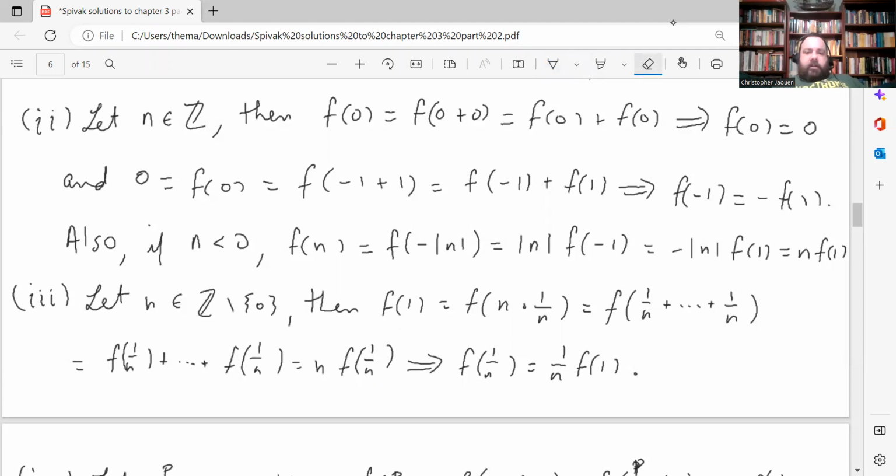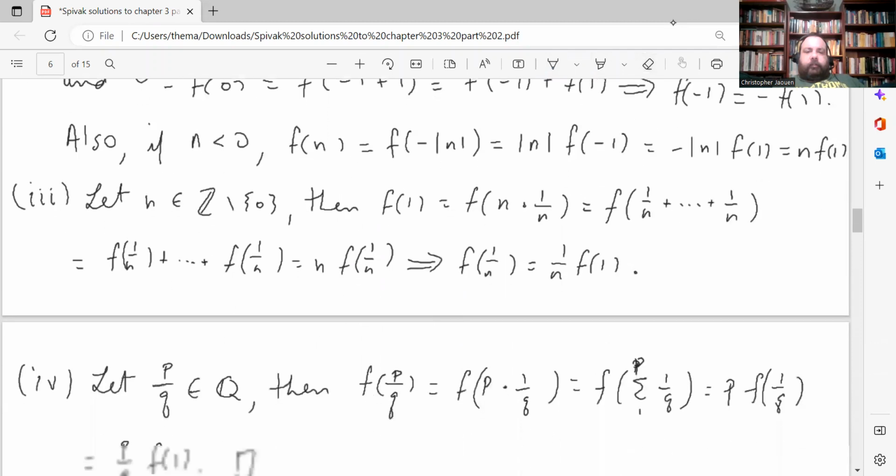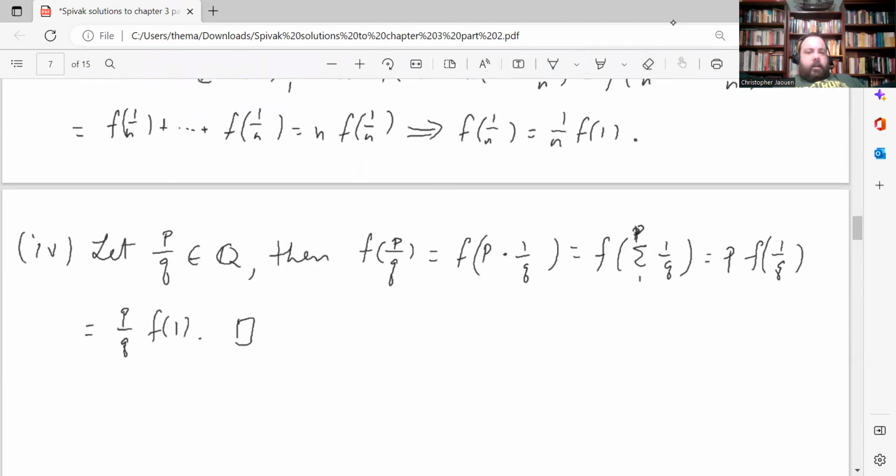Right, last part. Okay, so let p over q be rational. Then f of p over q is the same thing as f of p times 1 over q, which is the same thing as the sum of 1 over q, where the sum goes from 1 to p. That gives you p times f of 1 over q. And f of 1 over q is the same thing as, this should be a p here.